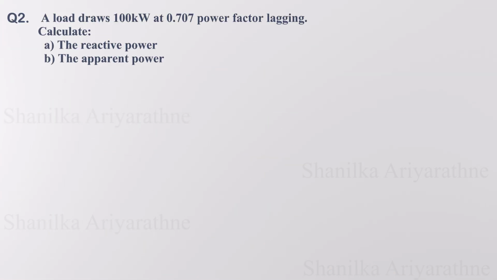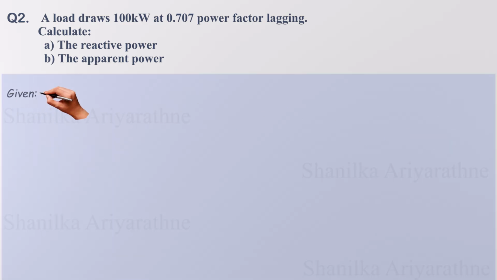Imagine you're analyzing a large industrial motor that draws 100 kilowatts with a power factor of 0.707 lagging. Your task is to determine both the reactive power and the apparent power of this system. Let's organize our known values. Active power is 100 kilowatts. Power factor is 0.707 lagging.